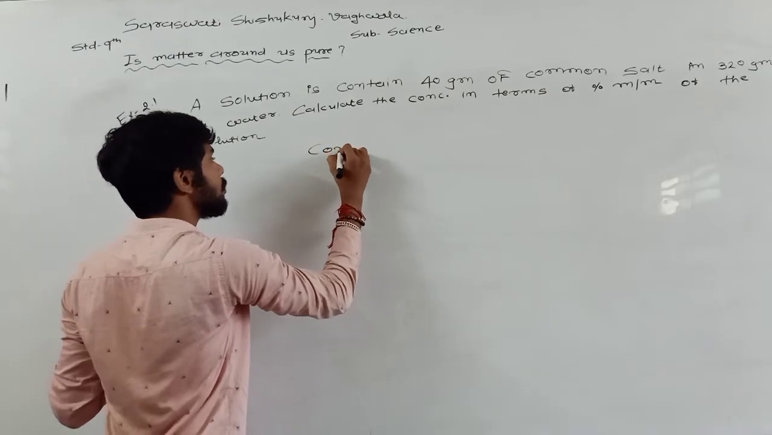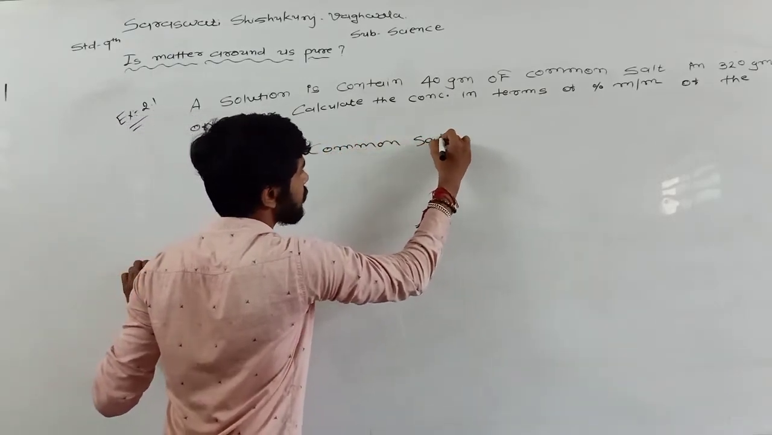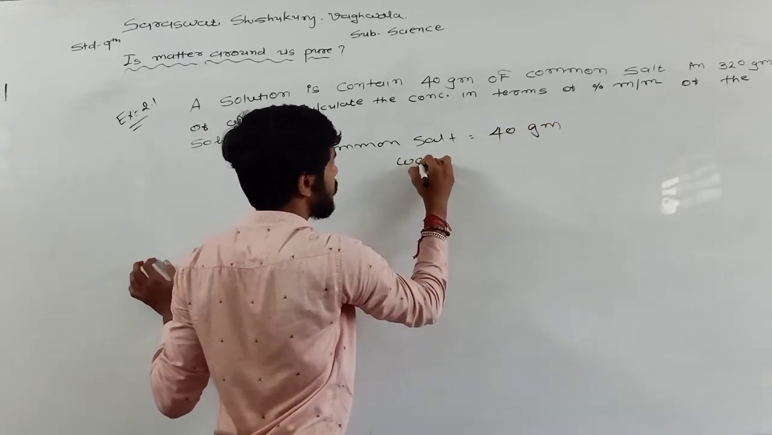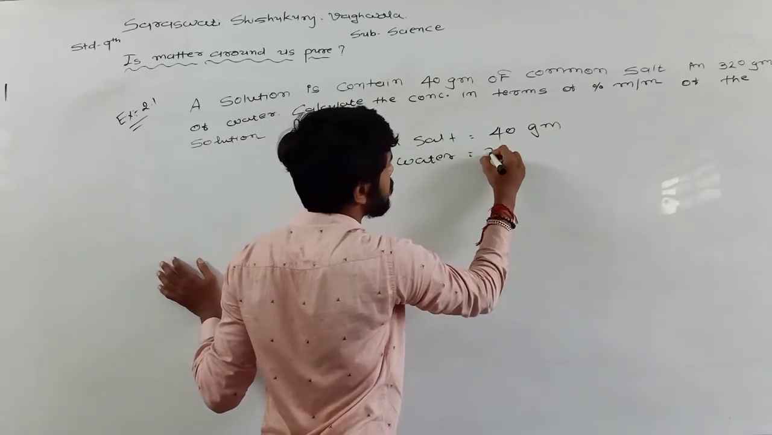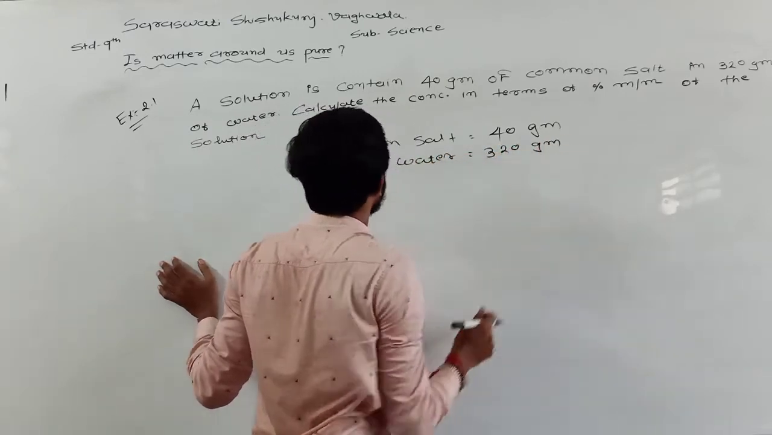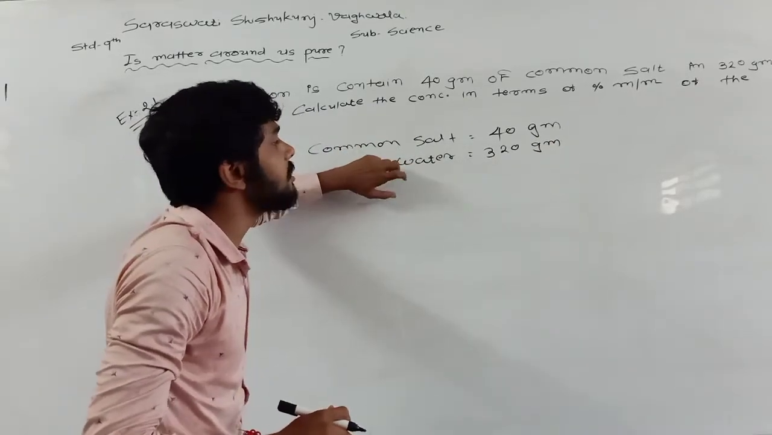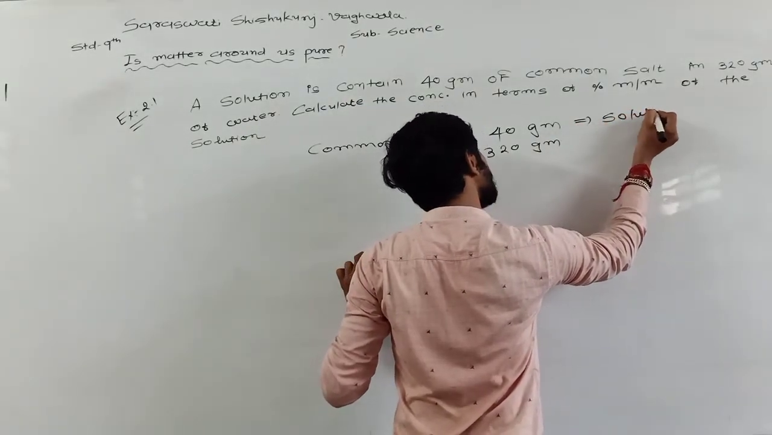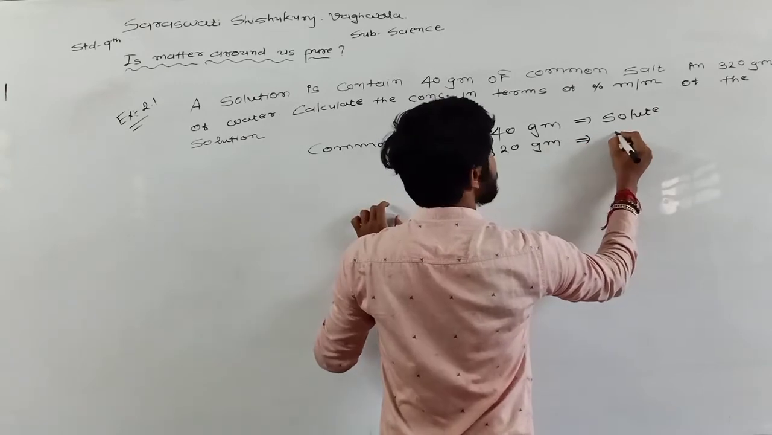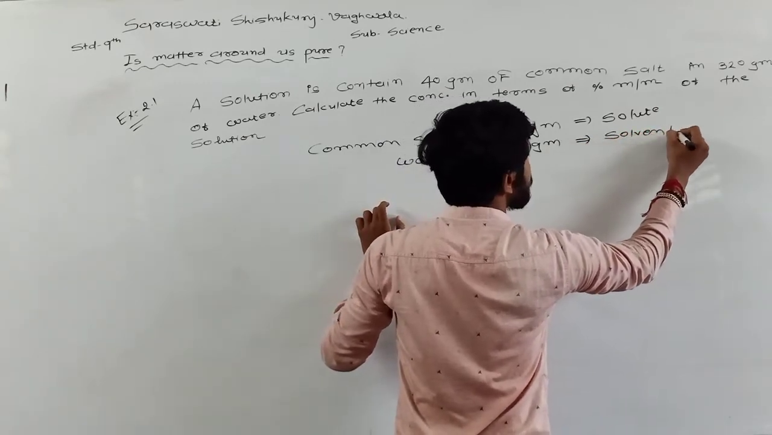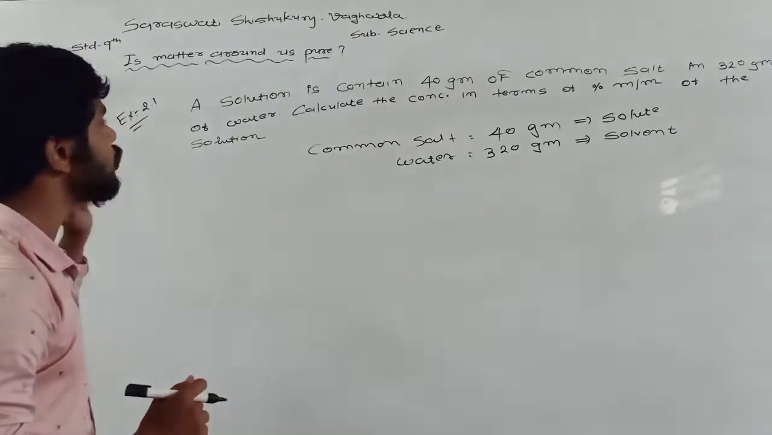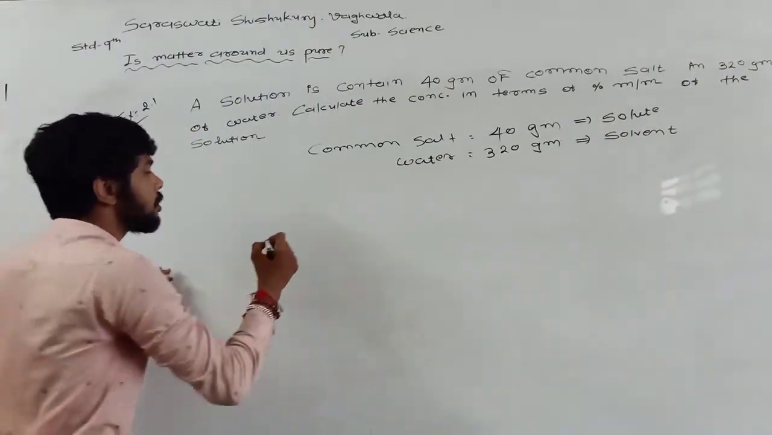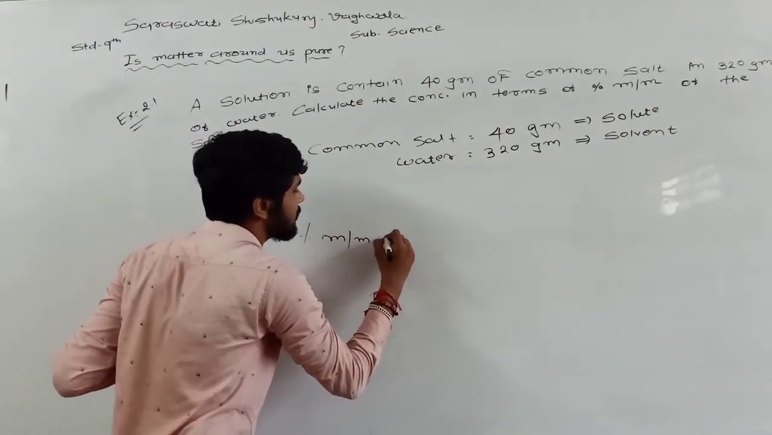So, common salt that is equal to 40 gram, the amount of the water that is equal to 320 gram. Okay. Now, this common salt is dissolved in this water, that means the salt is the solute, while the water is the solvent. Now, what we have to find out, to calculate the concentration in terms of mass by mass of the solution.